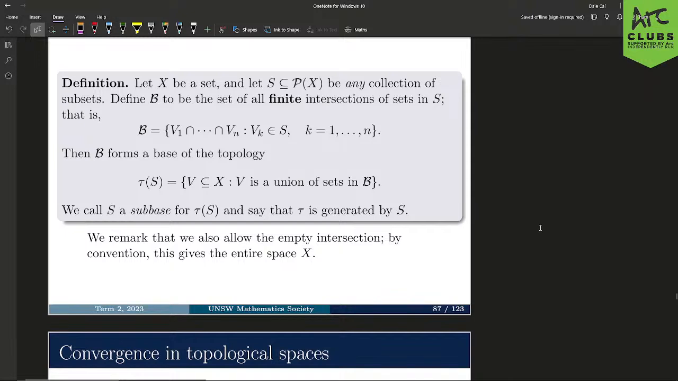Okay. Yeah, so that's just what they said here. And just another thing, this intersection includes the empty intersection. So this thing. And so the empty intersection is just the entire space X by convention.